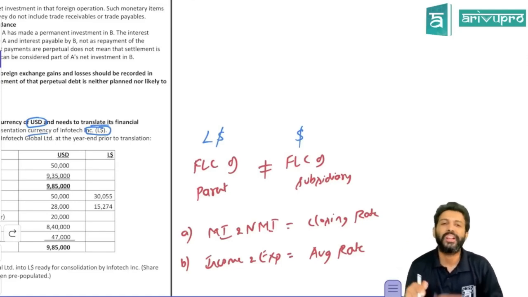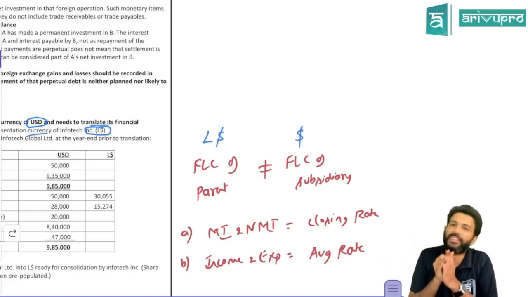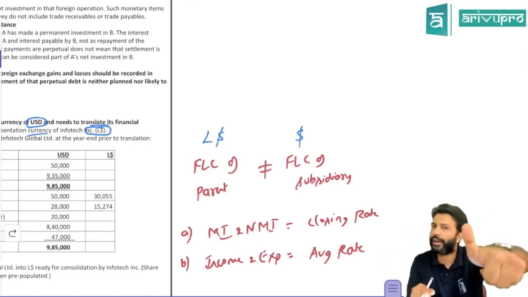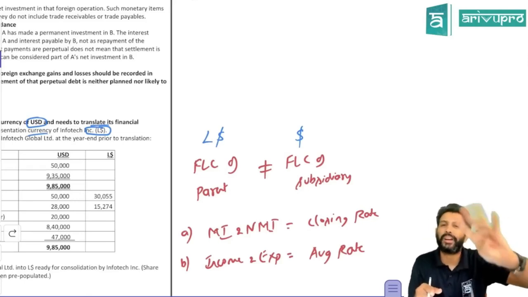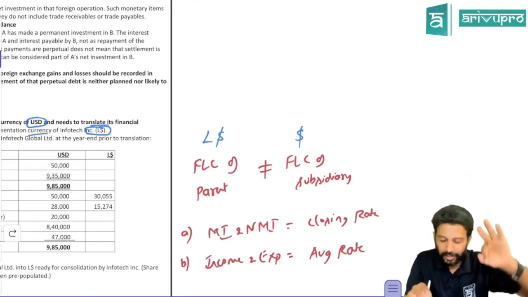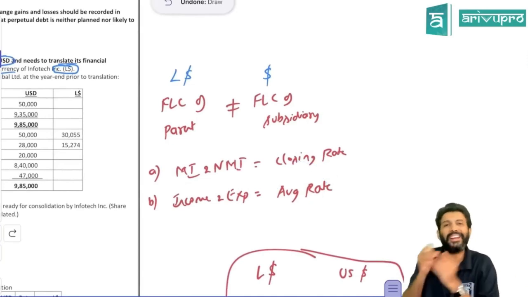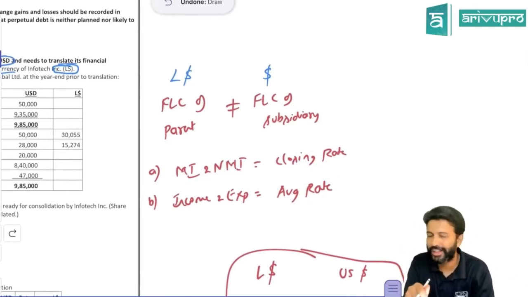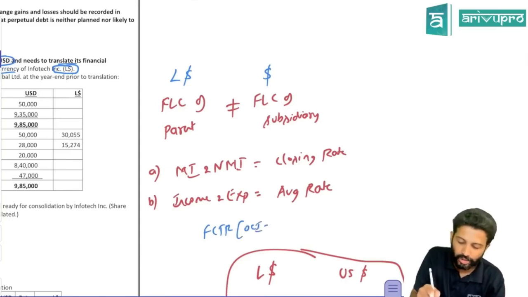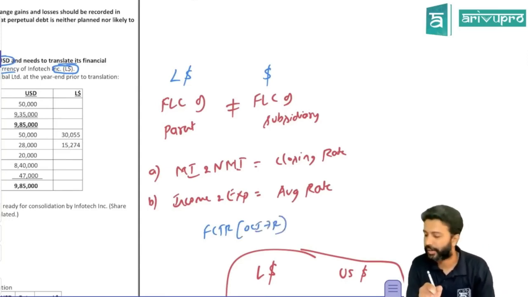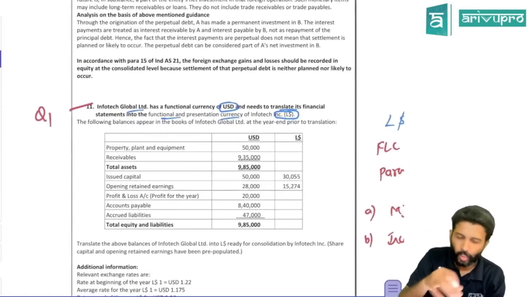What is the exchange rule? If the parent's and subsidiary's functional currencies are not the same, then all assets and liabilities should be converted at the closing rate. All income and expenditure at the average rate. And any difference you get when you convert this trial balance has to be parked in FCTR. And this is an OCI. What sort of OCI is this? This is a reclassifiable OCI. So now you need to do a conversion.